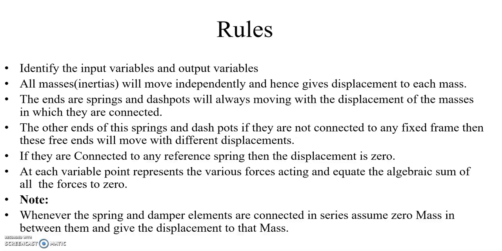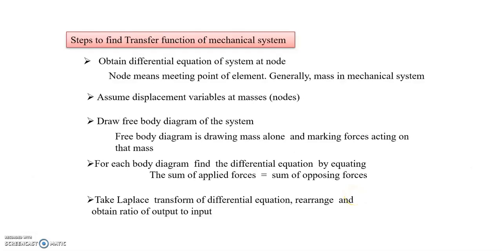Note, whenever spring and damper elements are connected in series, assume a zero mass in between them and give a displacement to that mass. Next are the steps to find the transfer function of the mechanical system. First, obtain the differential equation of the system at the nodes. A node means the meeting point of the elements, generally mass in a mechanical translational system and moment of inertia in a mechanical rotational system. Assume displacement variables at the masses, that means nodes.